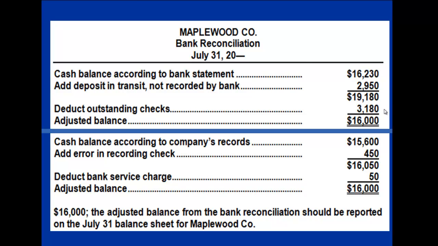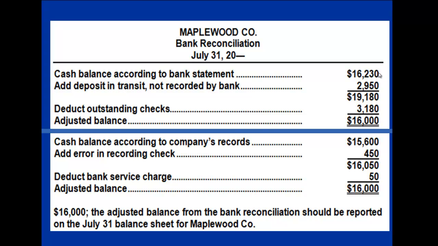We're going to work our way down, and we're going to get our adjusted balance. This is what should show up on the financial statements. It's the exact same as this down here. These two numbers have to equal. That's what the bank reconciliation is. If they don't, then you've got a problem.